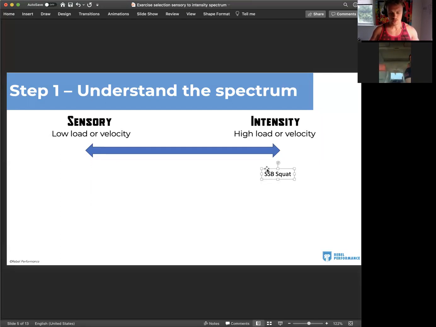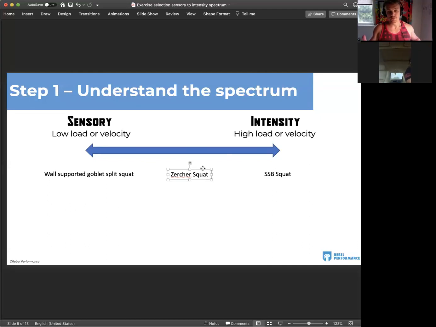Let's see if this will work for me. Nope. I could have a Zercher squat lie more in the middle of this spectrum, right? And then over on the far side, on the sensory side, I could do a wall supported goblet split squat, right? That's going to be the far other end of my sensory spectrum as opposed to my SSB squat. And I could have a Zercher in the middle.